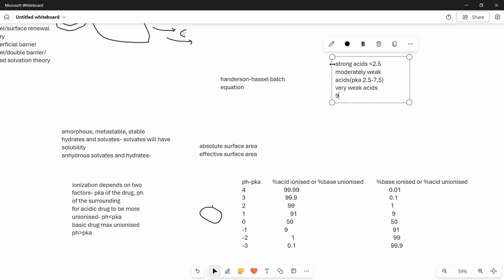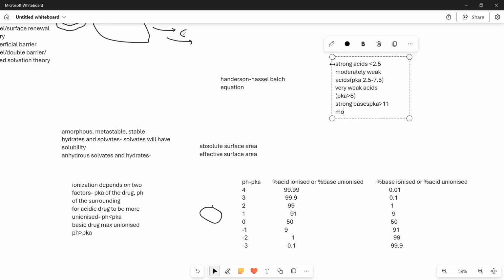Next come the very weak acids, with pKa greater than 8. These remain ionized at all pH and are absorbed throughout the GIT. Next come the strong bases, which have a pK value of greater than 11. Same, these remain ionized at all pH and are only weakly absorbed.